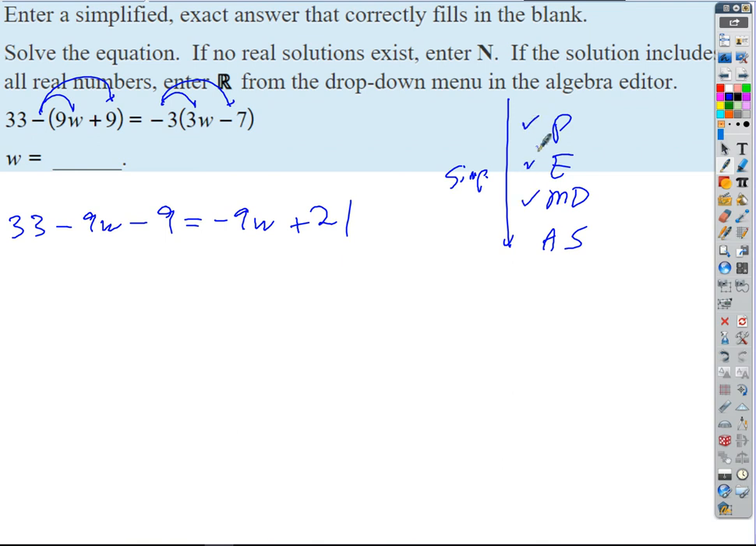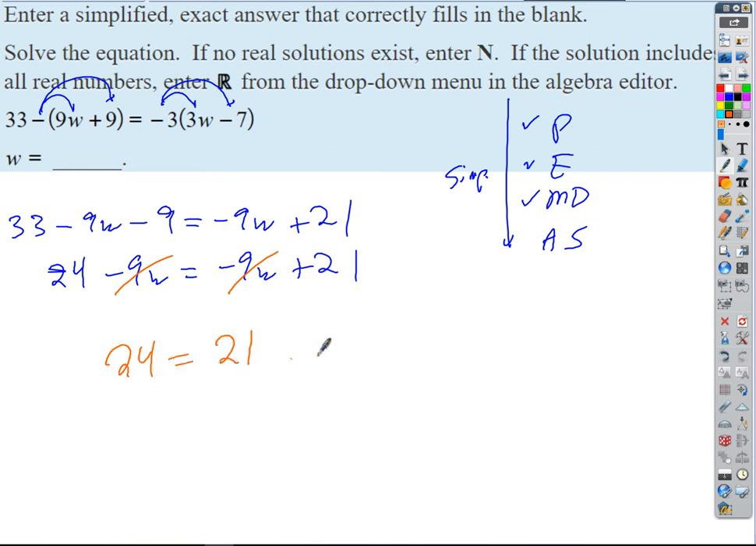Now we could, what, combine like terms? Yeah. So 33 minus 9 is 33 minus 9? 24. Minus 9W equals negative 9W plus 21. That looks weird. What's going to happen? Okay, if I add 9W to both sides, the W's go away, right? And I end up with 24 equals 21. True or false? False.